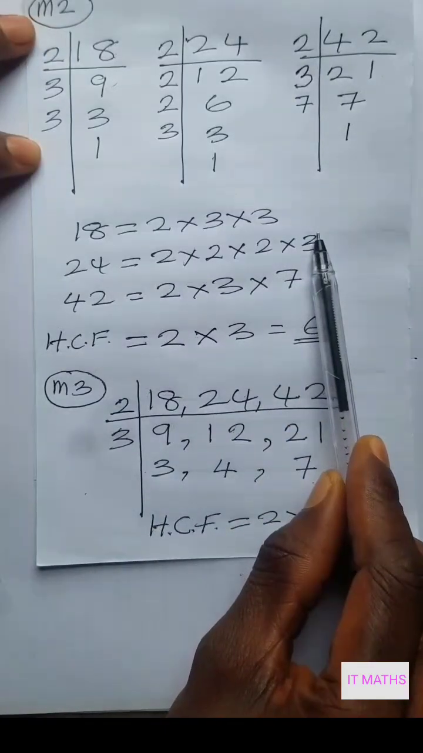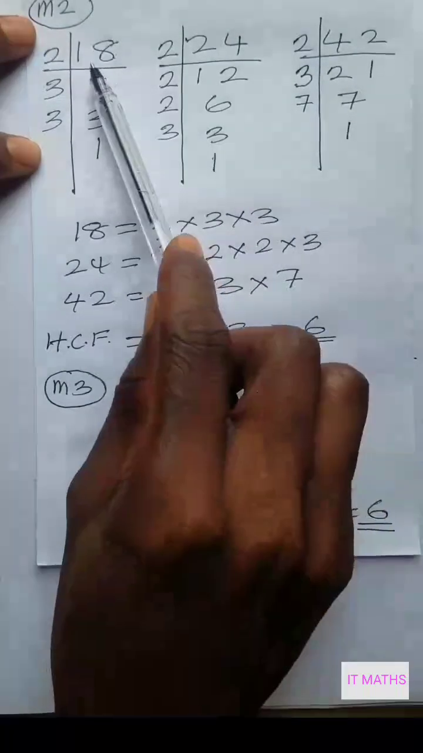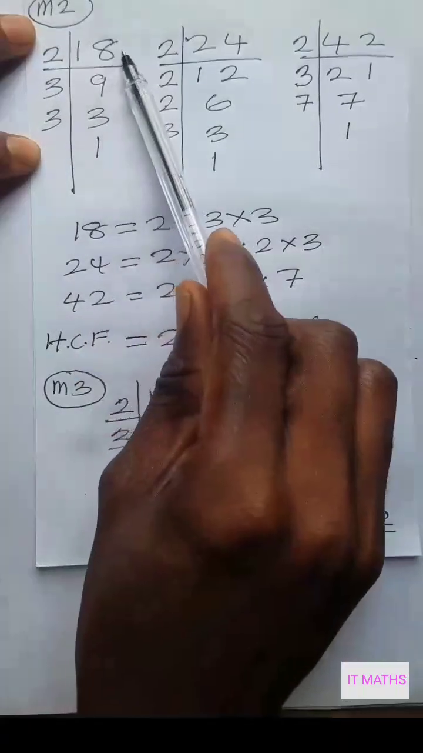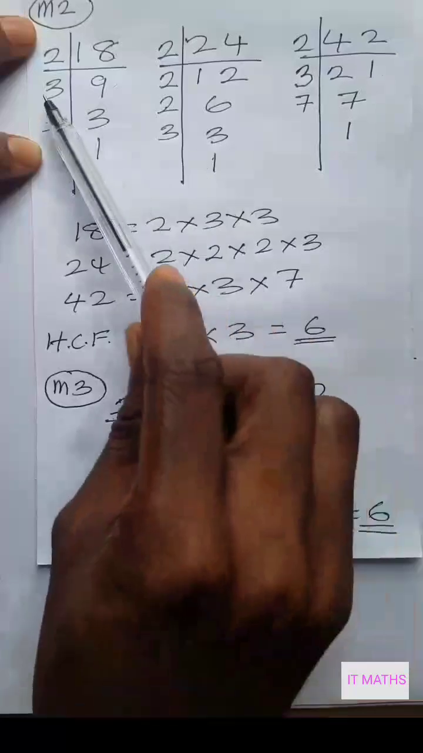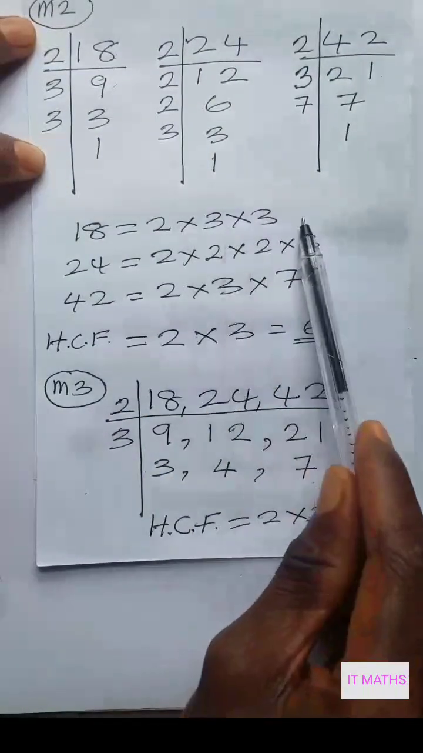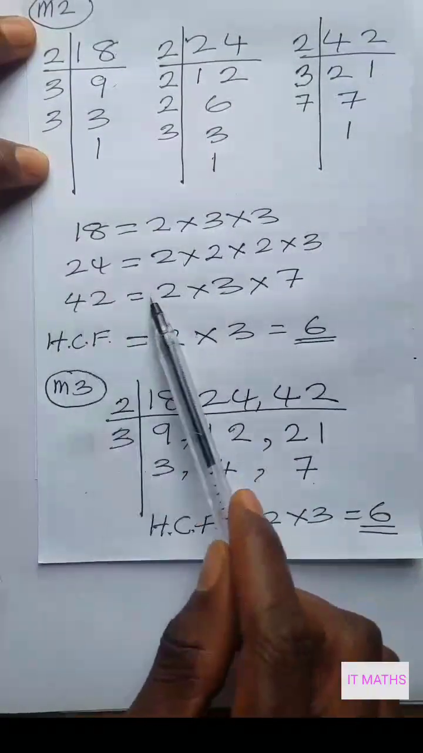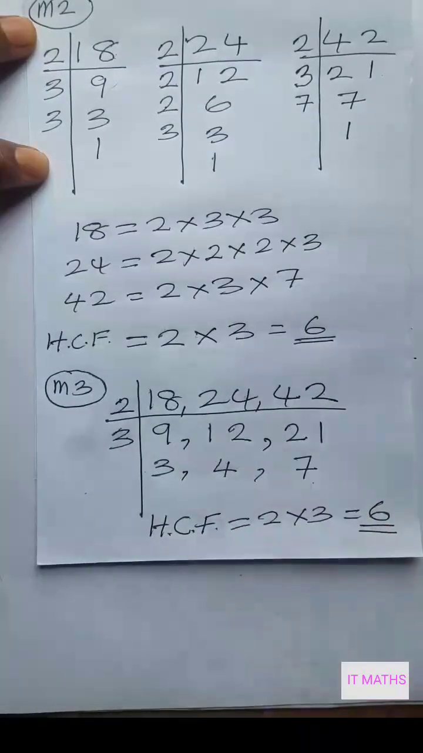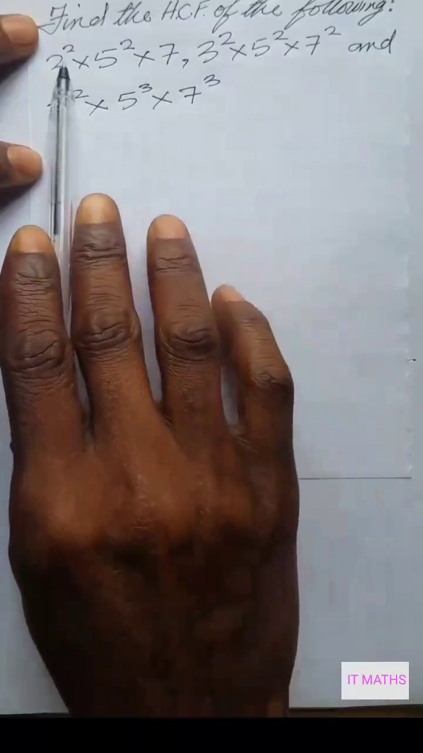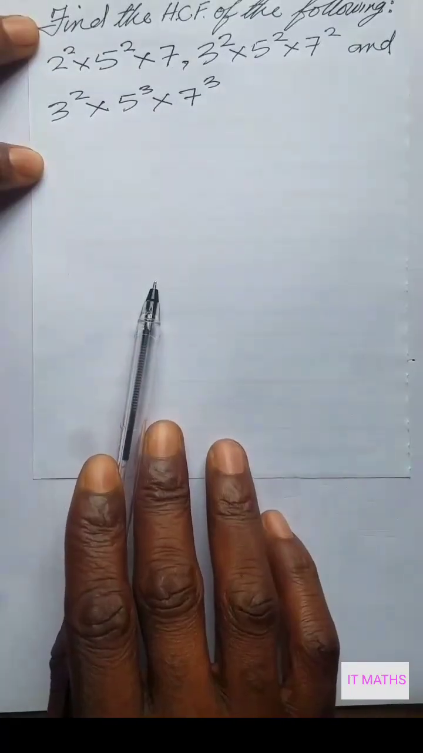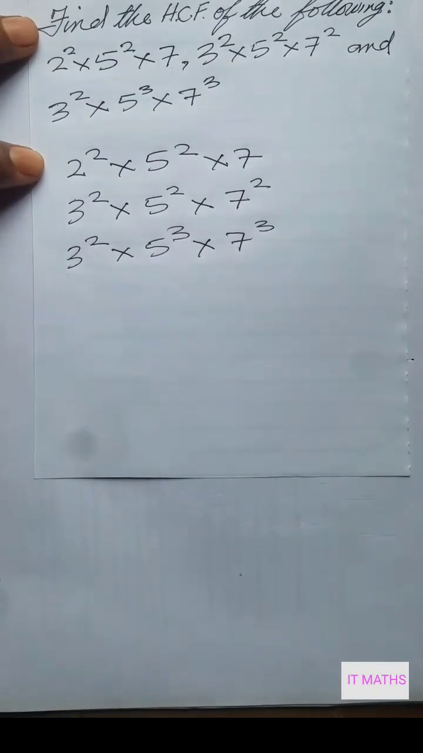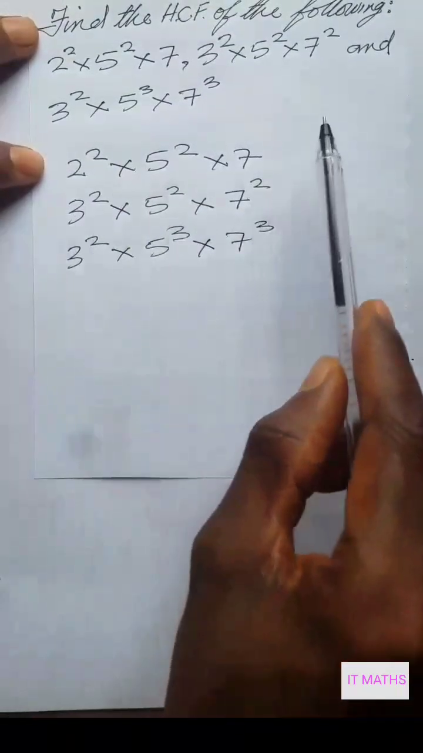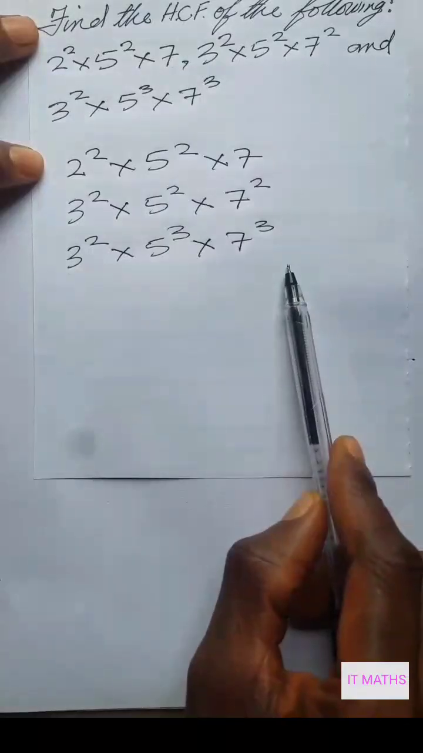Remember this question? Find the H.C.F of 18, 24, and 42. And then what did we do with it? We found the prime factors of 18, 24, and 42, and we expressed them in this form. So what we are going to do with this question is simply write them out side by side like this so that you see the picture clearly. This is the first one, this is the second one, and this is the third one.